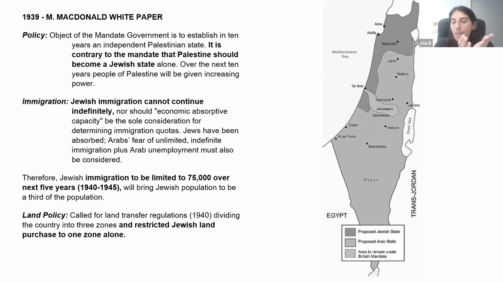So I want you to keep this map in mind. Okay. The other thing I'll point out on the map is you have this nice little shaded area where the British and the Western world are like, well, we really want to keep the port of Tel Aviv because that's really useful, and the holy city of Jerusalem, so that's also helpful. So we're going to keep this little chunk as an international zone.